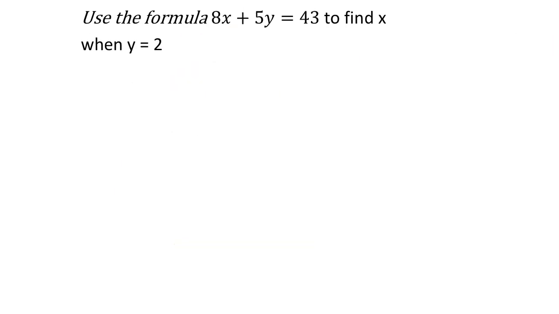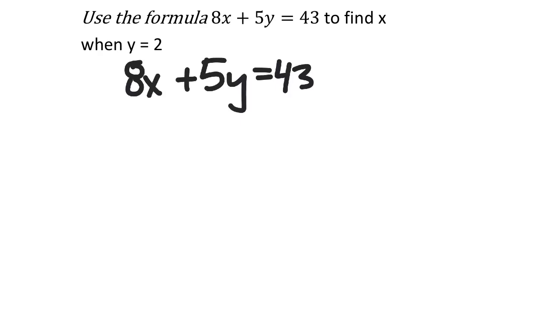All right, same type of formula on this one. 8x plus 5y equals 43. And we're going to find x when y equals 2. So again, I'm just going to rewrite the formula. And it tells us that y equals 2. So I replace the y in the formula with 2. And again, this sets up just solving an equation for x.